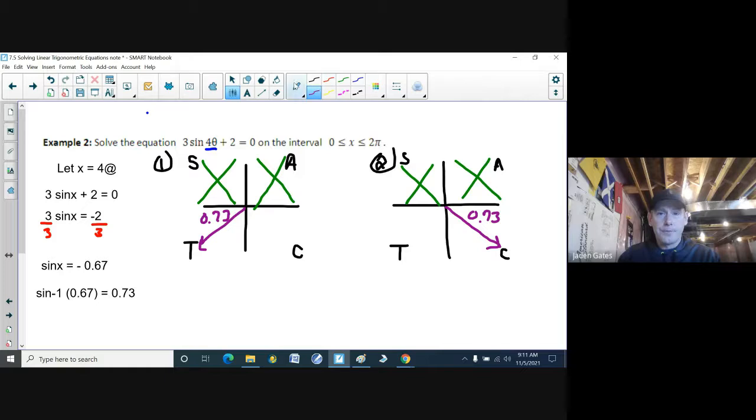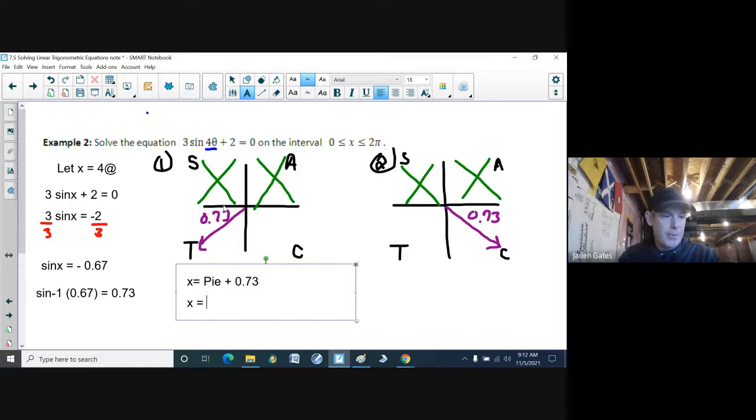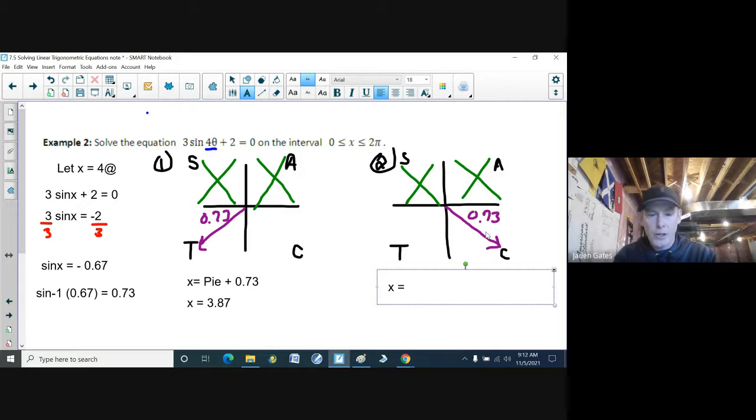Now I know this is that x, that's what I'm solving right now. X is equal to pi, because that's all the way around here, plus 0.73, because pi is 180 degrees. So to get through the first two quadrants, that's pi plus that 0.73. And the x value ends up being 3.87. Now, the other x value, 2 pi is all the way around. So 2 pi minus 0.73. And x is going to equal 2 pi, which is 6.28, minus 0.73, is 5.55.